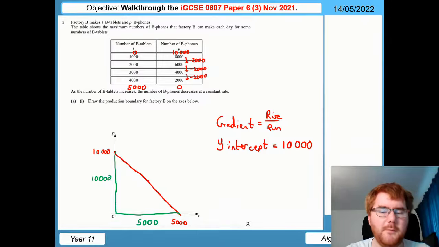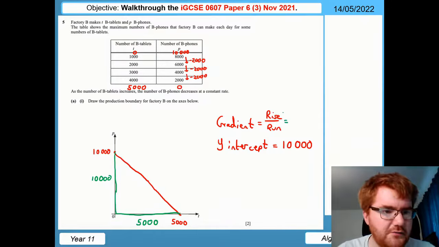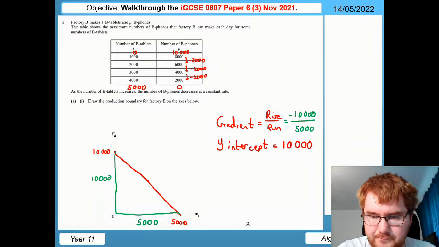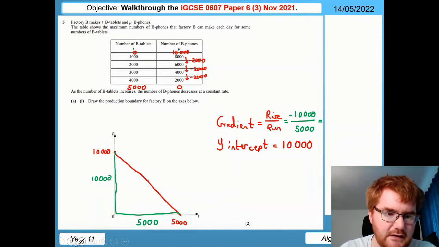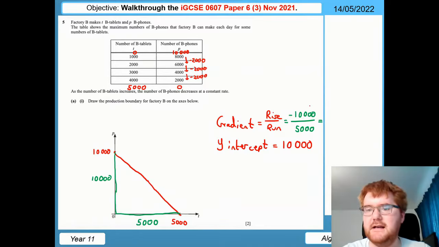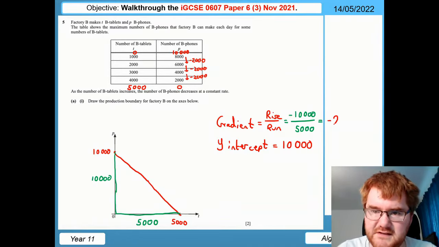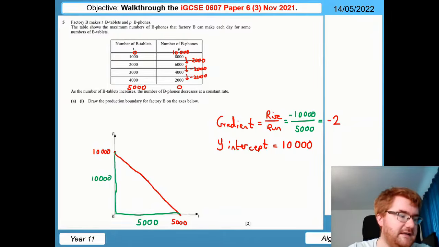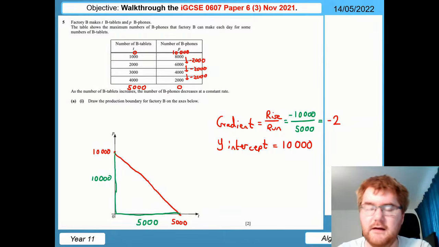If I use my formula of rise over run, well, the rise is 10,000, or negative 10,000 because we're going downwards. Remember, the line is sloping downwards. And the run is equal to 5,000. And that's just going to generate our answer here. Now you can do this on the calculator, of course, but that will give us -2. So actually we have all the information we need here to put in our line.